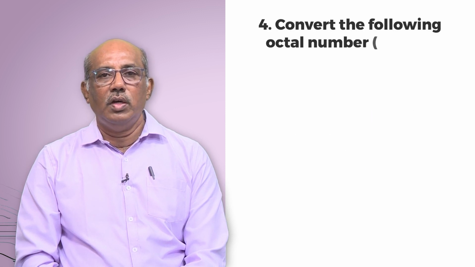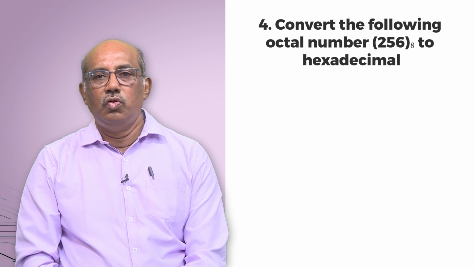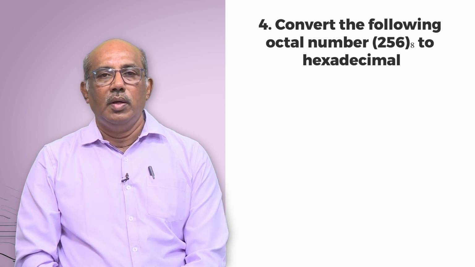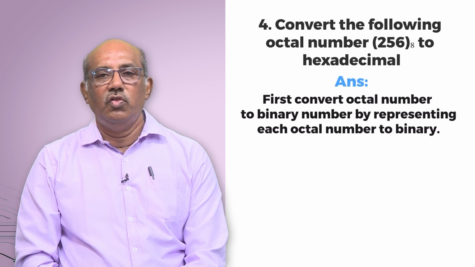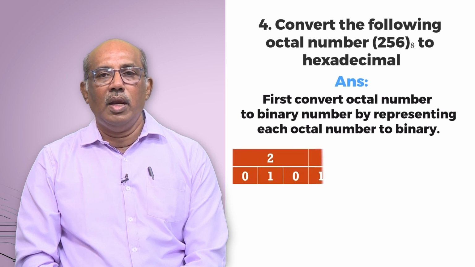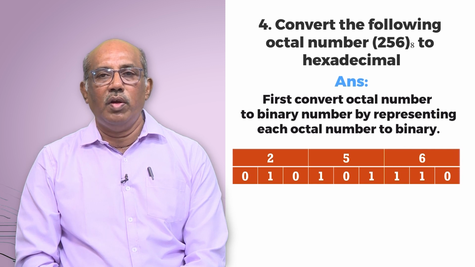Next question, convert the following octal number, that is 256, to hexadecimal number system. In the previous class, that is lecture number 2, we discussed that to convert any number system, that is the octal number system or the hexadecimal number system, it is better to first convert to the binary number system. And we have also discussed how to represent an octal number in binary number system, that is by clubbing 3 bits starting from the rightmost octal digit and then moving on to the leftmost octal digit.